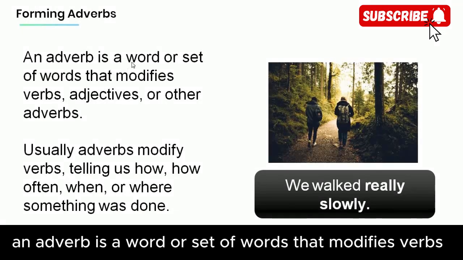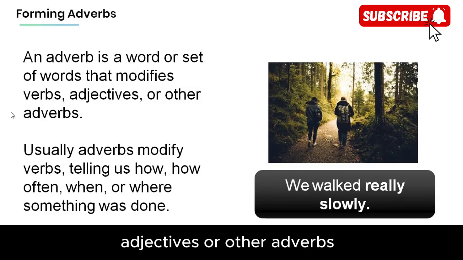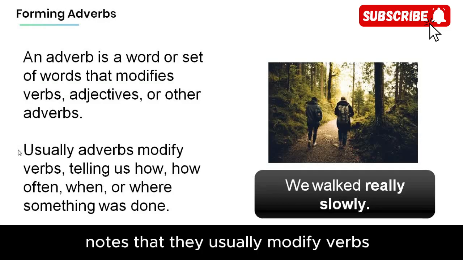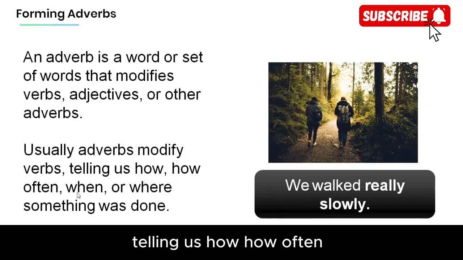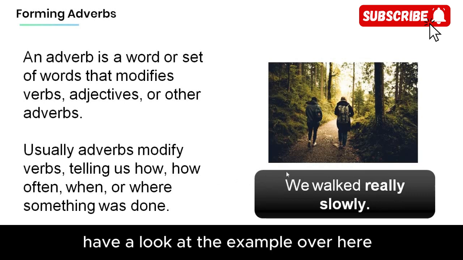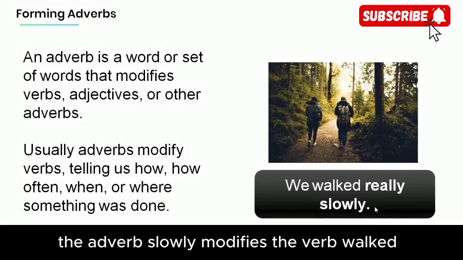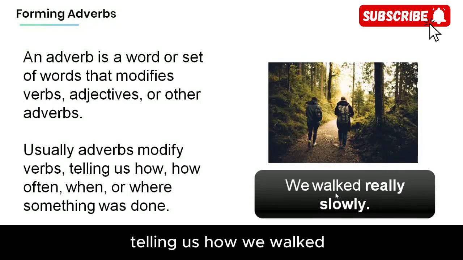An adverb is a word or set of words that modifies verbs, adjectives, or other adverbs. Note that they usually modify verbs, telling us how often, when, or where something was done. Have a look at the example over here. We walked really slowly. The adverb slowly modifies the verb walked, telling us how we walked.